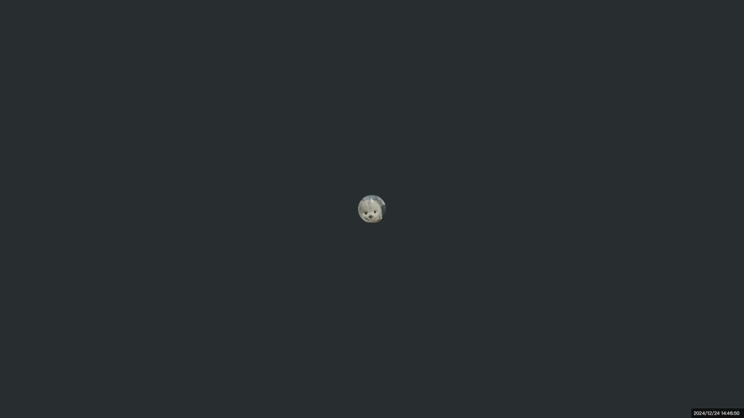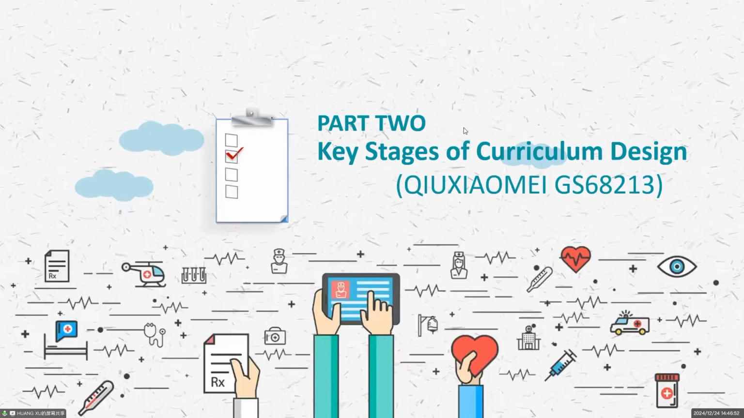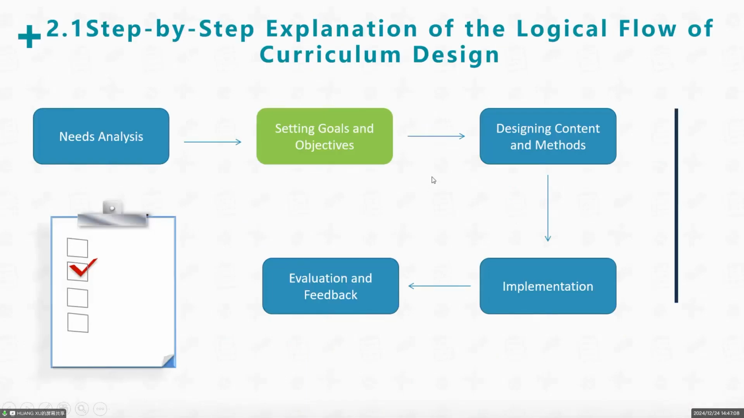Good afternoon, everyone. My name is Qiu Xiaomei, and I will introduce part two. It's about the key stages of curriculum design. Next page. In my part, I will give a step-by-step explanation of the logical flow of curriculum design.